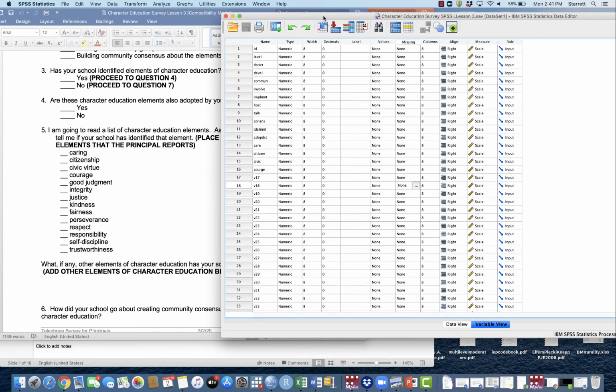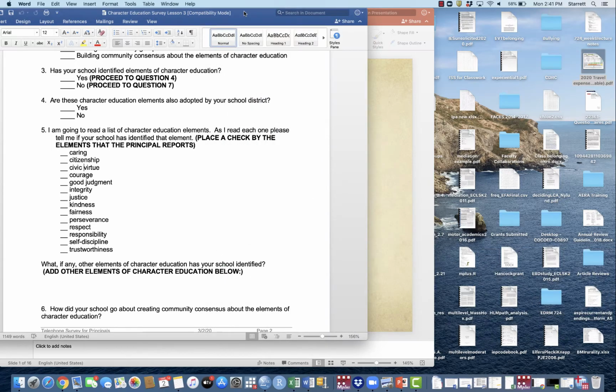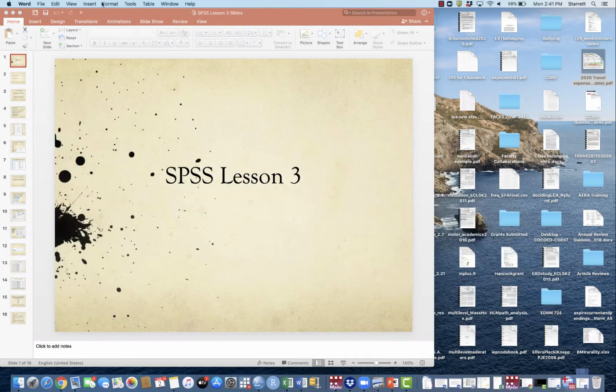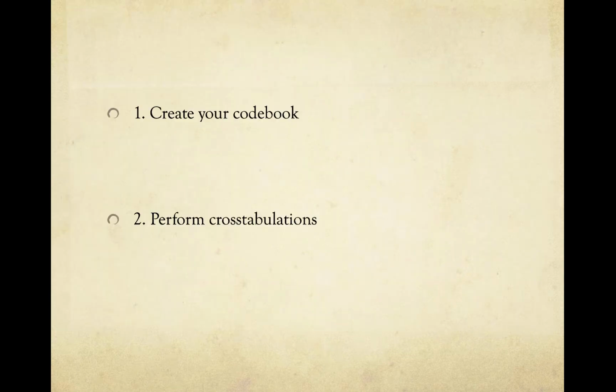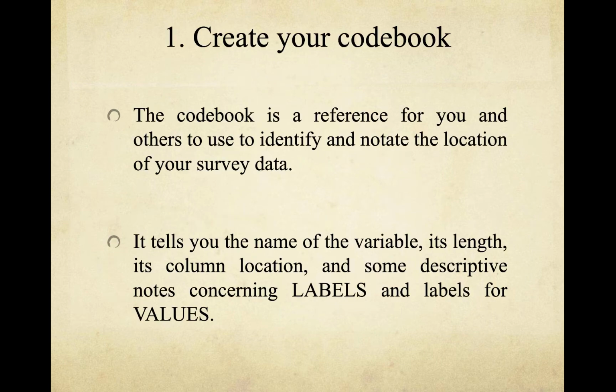All right, and so let's go through now. Let's take a look at the PowerPoint. All right, so this week you're going to create something called a code book. All right, and then you're going to clean up your variable view in SPSS, and then you're going to perform cross-tabulations. All right, so to create your codebook, the codebook is a reference for you and others to use to identify and notate the location of your survey data.